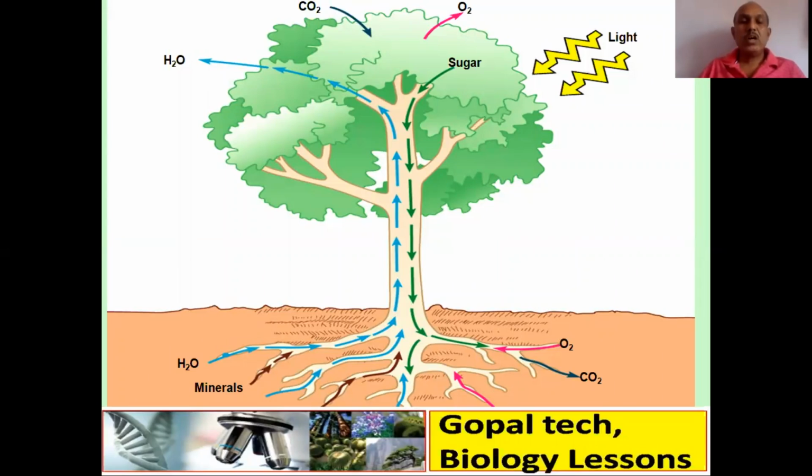So first, how transportation takes place in plants. Now if you see this diagram, plants take water and minerals from the soil and transport them to the various parts of the plant like stem, leaf, flower and fruits. And some amount of water is lost in the form of vapor, that is transpiration.